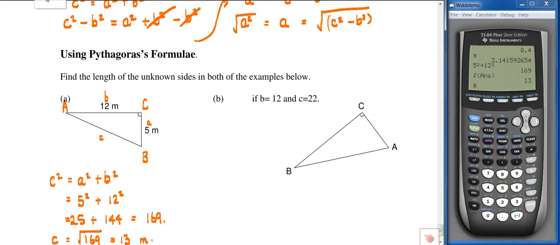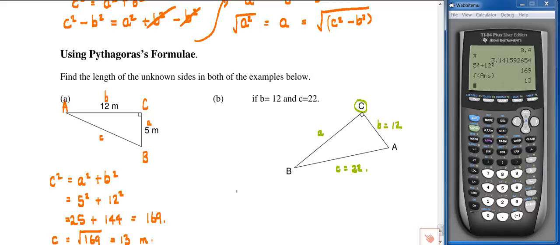In the last one, the unknown side, let's see, we've got side B equal to 12. No units in this one, notice, so you won't need any units in your answer. C is equal to 22. And remember, C is the side that's opposite the right angle. So we're looking for A. Okay.